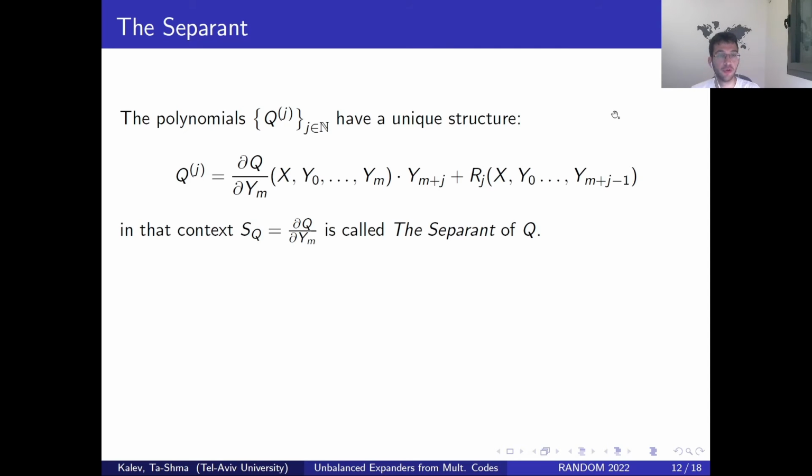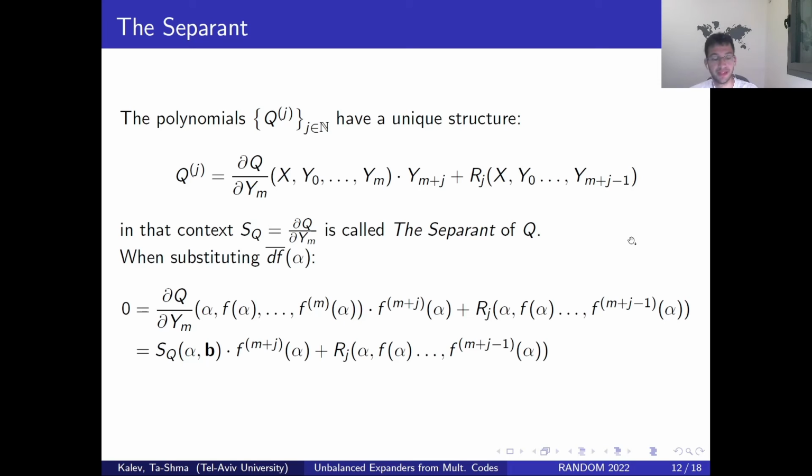Now, interestingly, the polynomials qj have a very unique structure, which is that qj can be written as dq/dyn times y(n+j) plus some polynomial which is completely independent of y(n+j). And in this context, we call the coefficient of y(n+j), which is, as I said, dq/dyn, the separand of q, and we write it as s subscript q. And the reason that the separand of q gets its unique name will be clear in a bit.